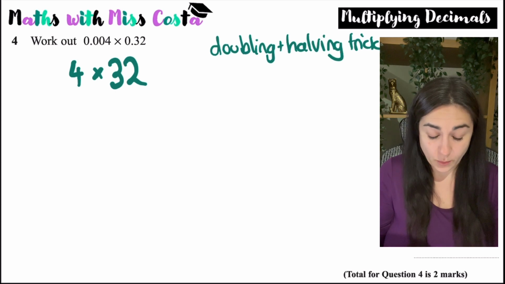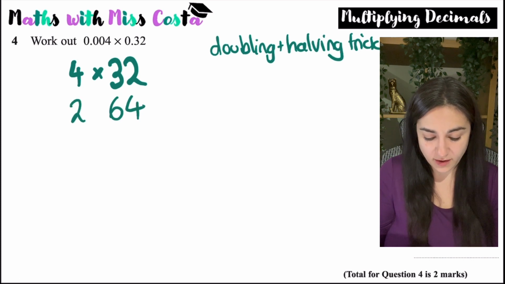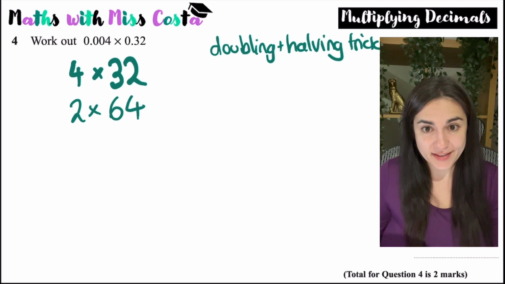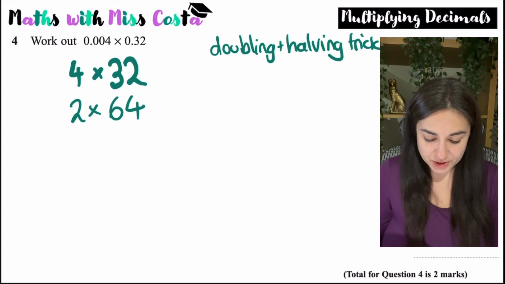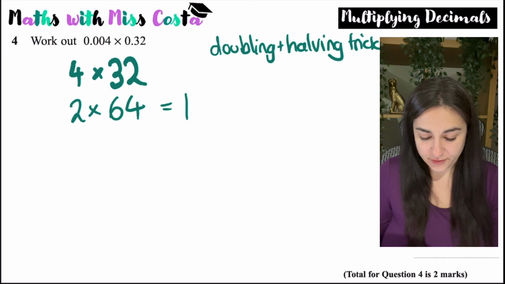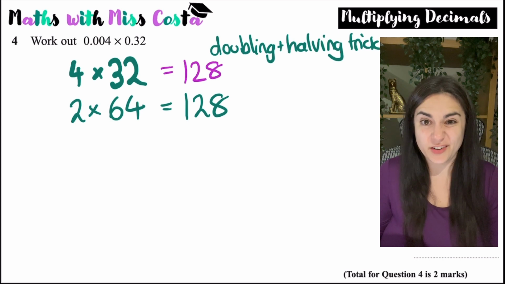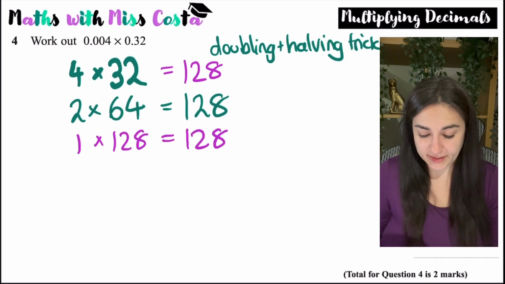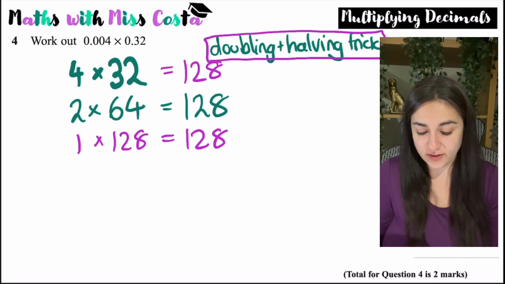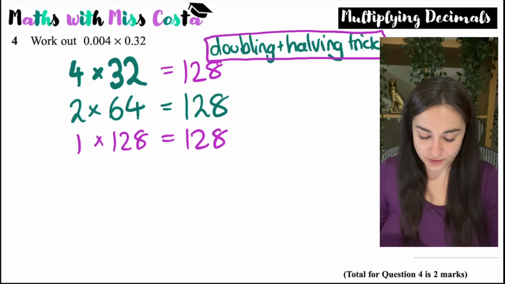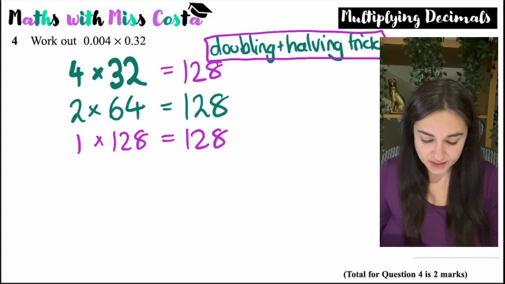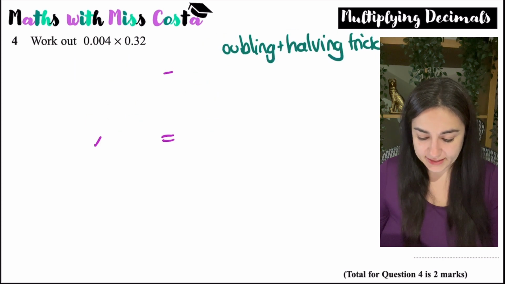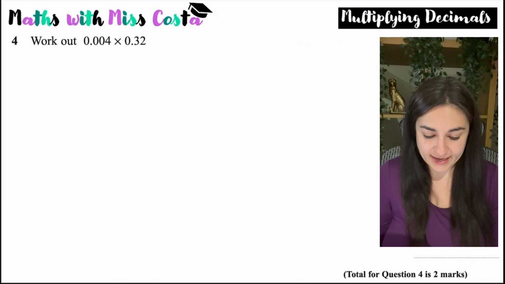So if I doubled one part of this calculation, so if I doubled 32 and made it 64, and I halved another part, I'm going to end up with exactly the same answer. So 2 times 64 is 128. Therefore, 4 times 32 must also be 128. Just to prove it, if I halved this to make it 1 and I doubled that, you see that it always works. Okay, so the doubling and halving trick works for multiplication. I would really encourage you to familiarize yourself with it if you don't already know it, because it just speeds things up on the non-calculator. So we know that 4 times 32 is 128.